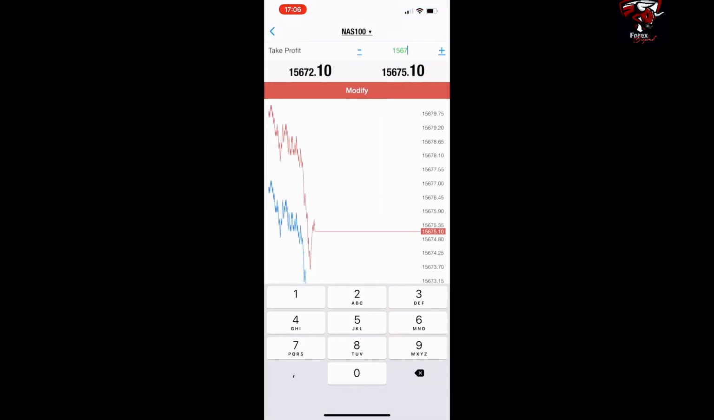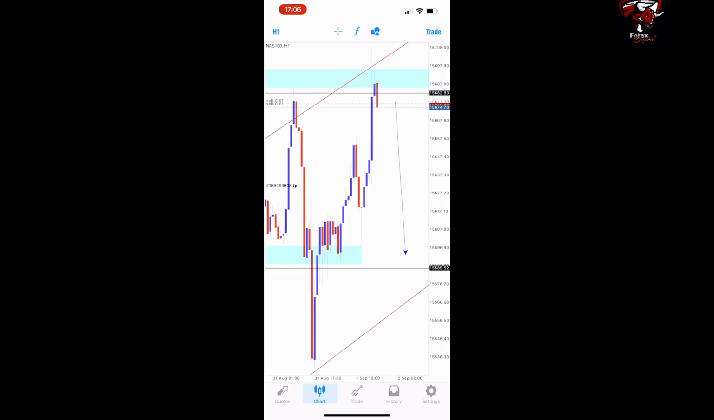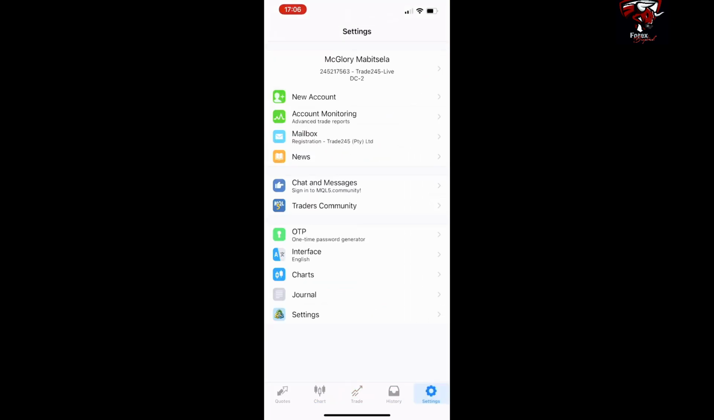I usually have my take profit and stop loss on my TradingView. I don't always place my stop loss on the platform, to avoid stop loss hunts, or the market stopping you out and then going in your direction. So I'm trying to avoid that.